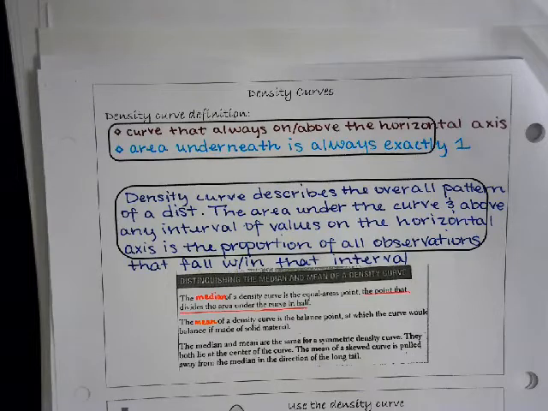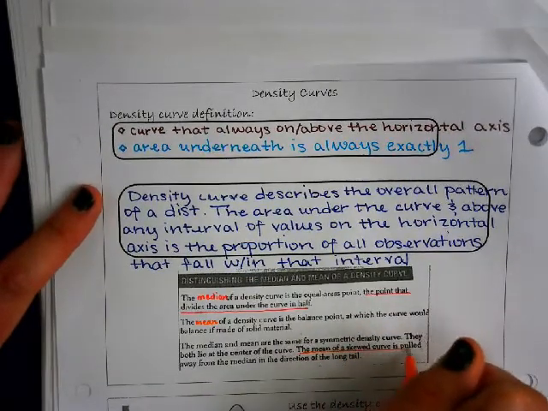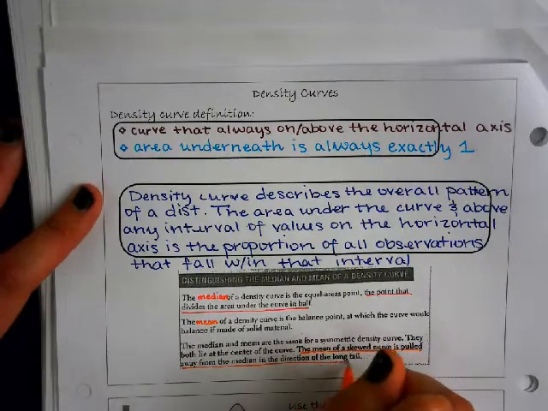The median and the mean are the same for a symmetric density curve. They would both lie at the center. The mean of a skewed curve is pulled away from the median in the direction of the tail. We talked about that in chapter 1. Still shows up here. The mean is pulled towards the skewness.